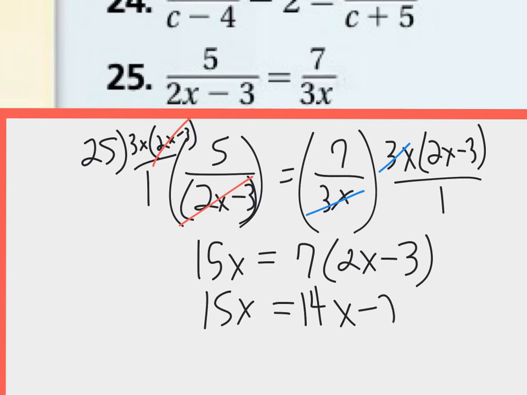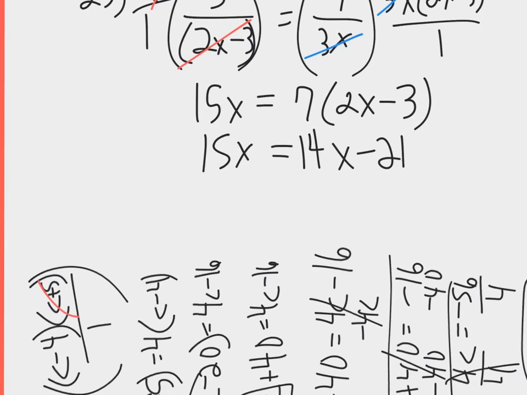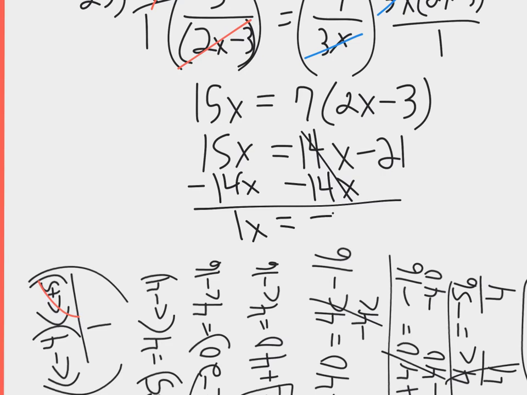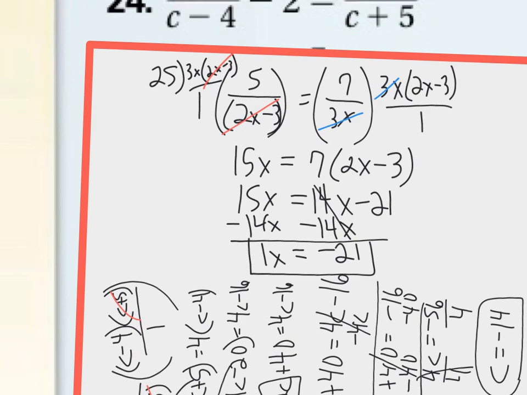So 14x minus 21. And then if you subtract 14x on both sides, that would be 1x equals negative 21, which is the same as x equals negative 21. And make sure that doesn't give you a 0 denominator anywhere, which it doesn't. And then you could substitute that back in the original problem just to double check your answer.